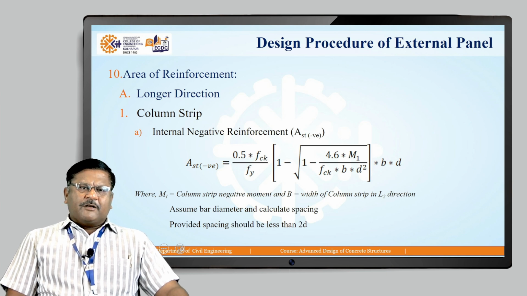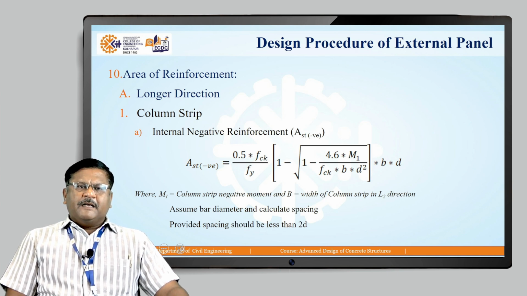What is the reinforcement calculation? Again you want to calculate the reinforcement in longer direction or L1 direction for the 5 moments you have calculated in step 7A: M1, M2, M3, M4, M5. So, what are those? First of all, discuss longer direction steel.